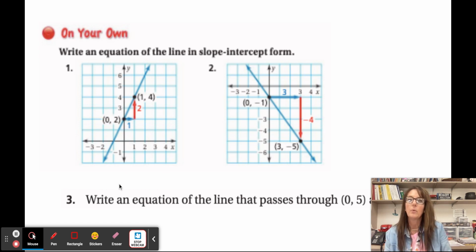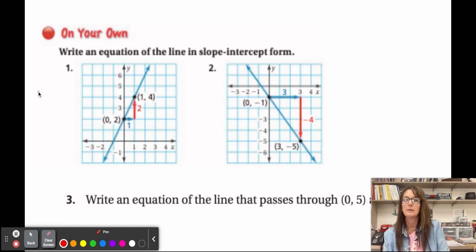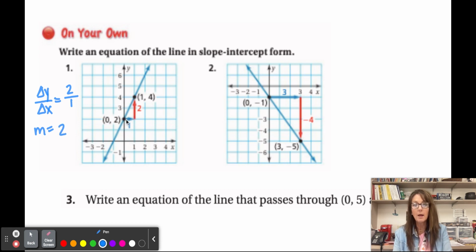So for number 1, we can see that, let's see, I like blue better. The change in y over the change in x, that's going to be our slope. So here they're already telling us the change in y is 2, the change in x is 1. So slope is equal to a positive 2, right? It's a positive line, so we can tell that as well. Then we look and identify the y-intercept. Where is it crossing the y-axis? So b is equal to 2 as well.